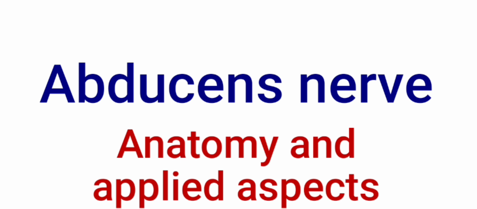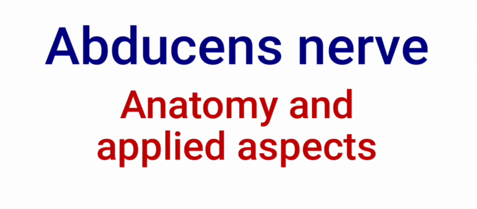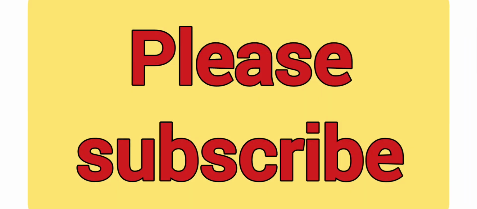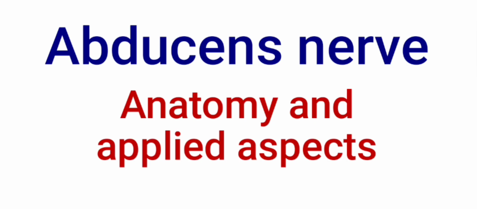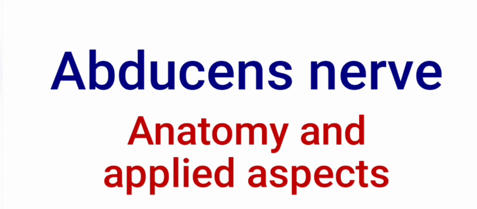Today we will learn about the anatomy and the applied aspects of the sixth cranial nerve, that is the abducens nerve. In this video we will discuss the exact anatomy of the abducens nerve, which other structures are in close relation to it, and what the causes of sixth cranial nerve palsy are depending upon the anatomical locations. So without much delay, let's begin our video on abducens nerve anatomy and the applied aspects.